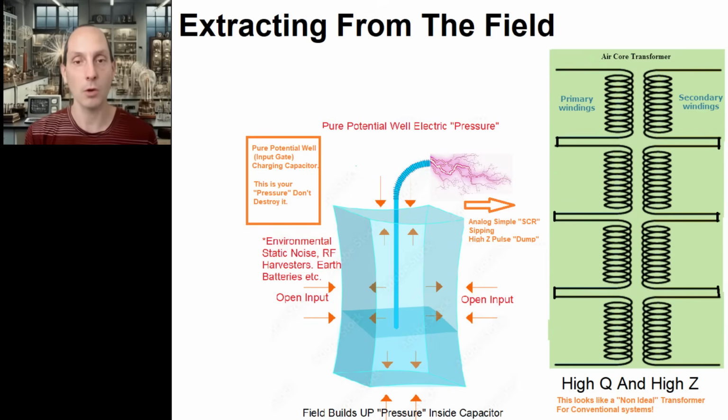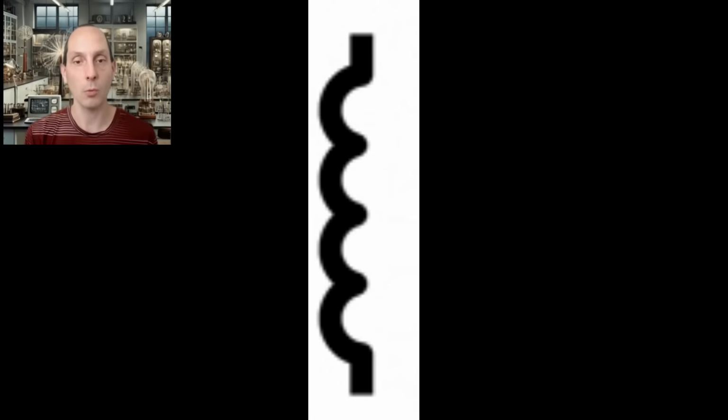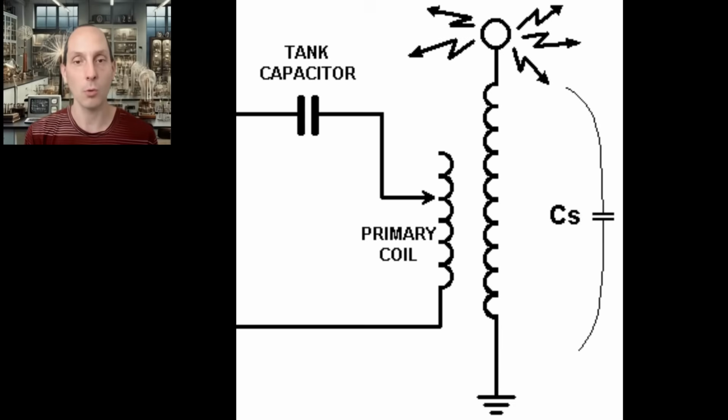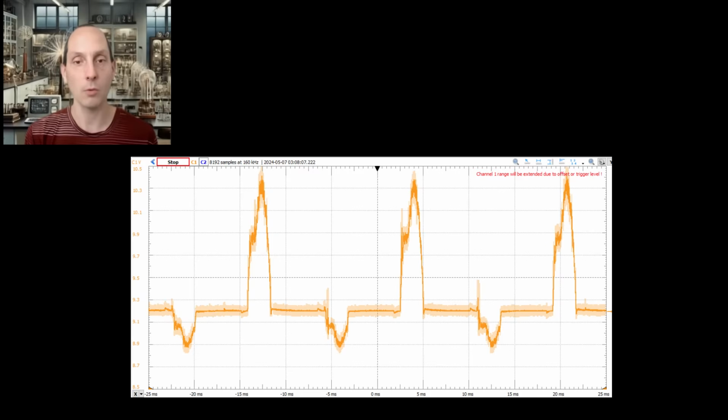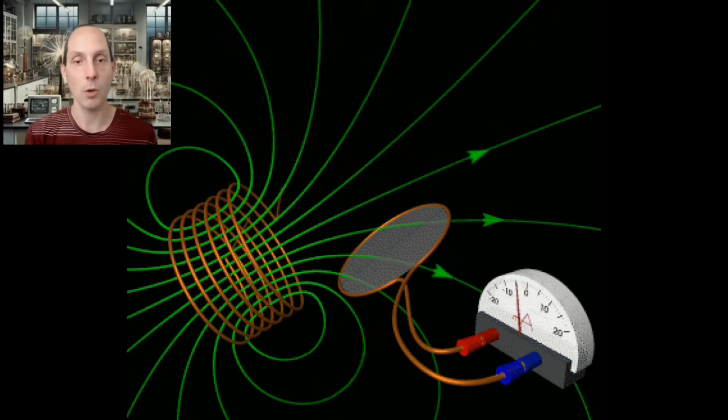Now let's move on to the less discussed parts of these types of energy systems. In traditional electronics, the term non-ideal transformer refers to a device that does not exhibit perfect linear energy transfer between primary and secondary coils. It may have weak coupling, higher leakage inductance, stray capacitance, or behave unpredictably at high frequencies. From the perspective of conventional circuit design, these are considered flaws.